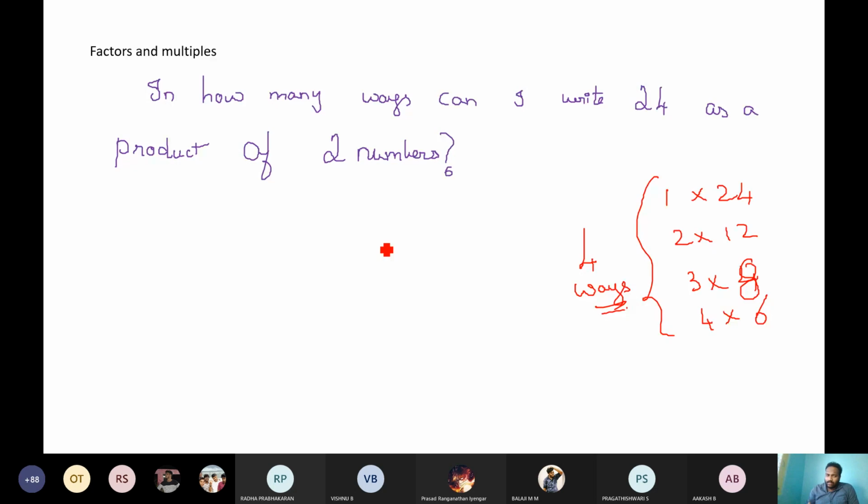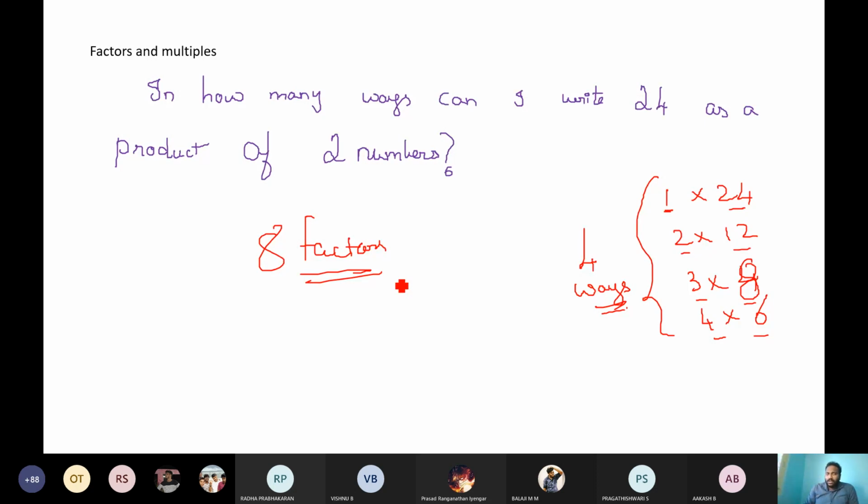Correct. But how many factors were there? 8 factors. So what were those factors? 1, 24, 2, 12, 3, 8, and 4, 6. So once you find out the number of factors, it is easy to find out the number of ways in which you can write that particular number as a product of two numbers. Clear, people? How do I find out? Number of factors divided by 2, you'll get the answer.